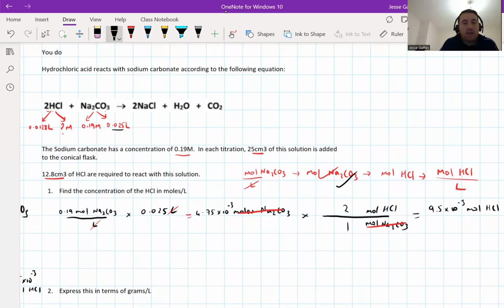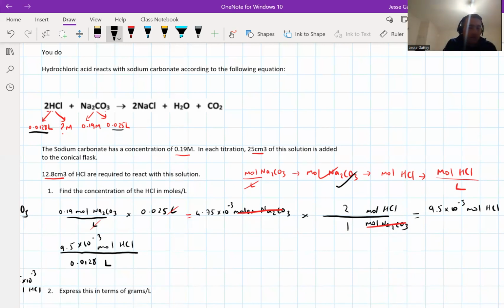I'm going to the next line to finish this off. 9.5 by 10 to the minus 3 moles of HCl. Okay, and I need this as moles per liter. So I've got moles and I want to turn that into moles per liter. So I'm going to make a fraction and put moles over liters. Now I didn't use a full liter. How much did I use? I used 0.0128 liters.